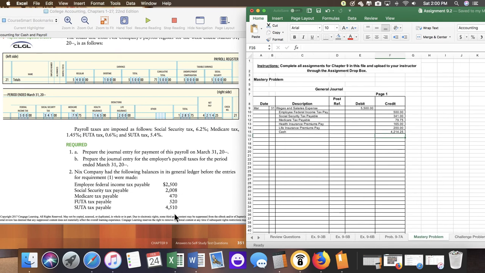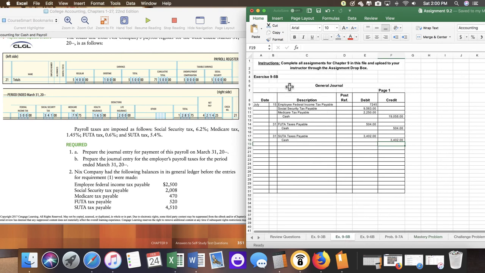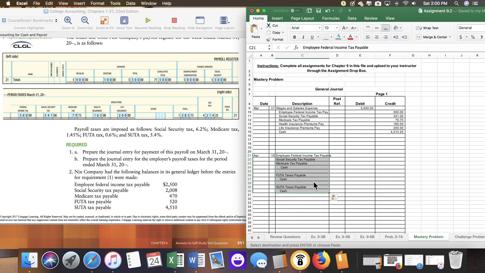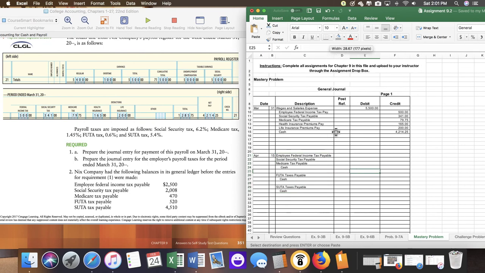Part 2, we are given additional information. So we're going to have to figure out how to calculate the amounts. So basically, I'm just going to show you examples. So this would be for April 15th. So the first one would be like what we did on 9.5. So it's going to be essentially the same journal entries. So I'm just going to copy and paste those in for a minute.